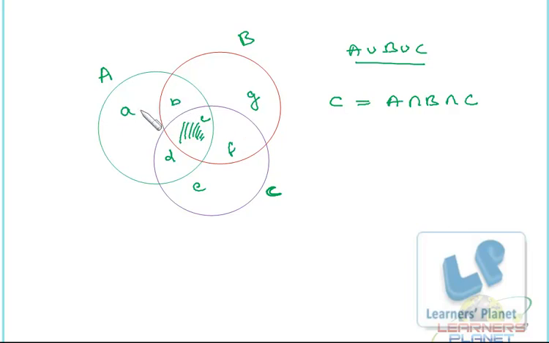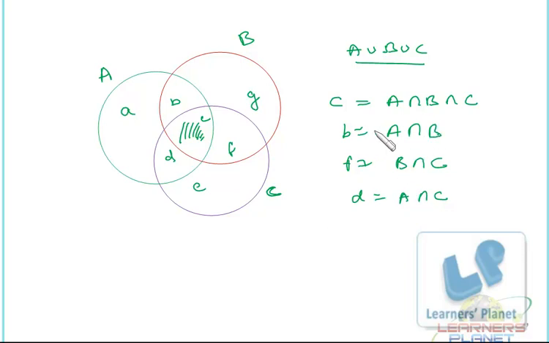Now B is only common between A and B, right? So B is A intersection B only. Similarly, between B and C, F is the common portion. Similarly, D is the common portion between A and C. Now this is only A, that is only B, and that is only C, right?